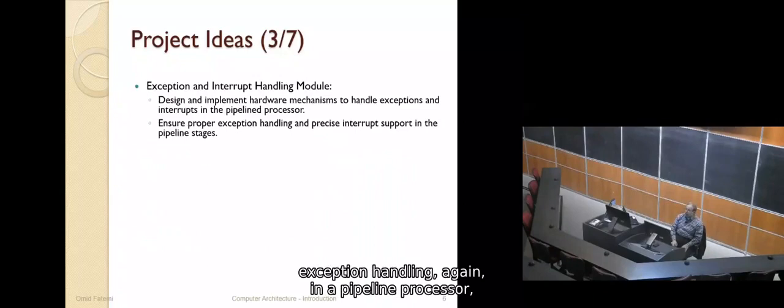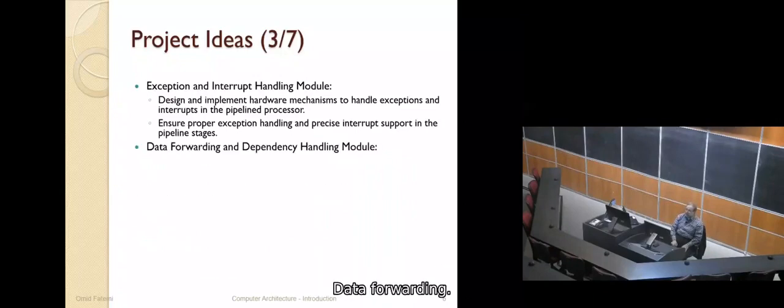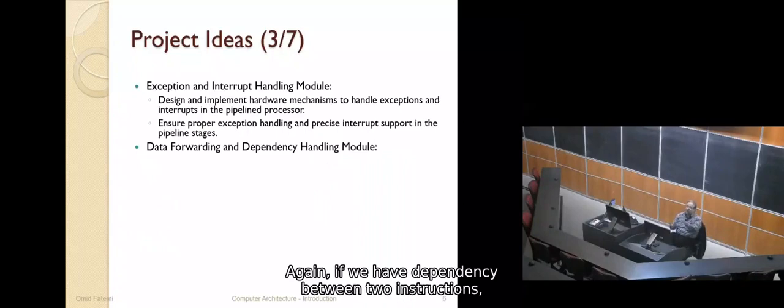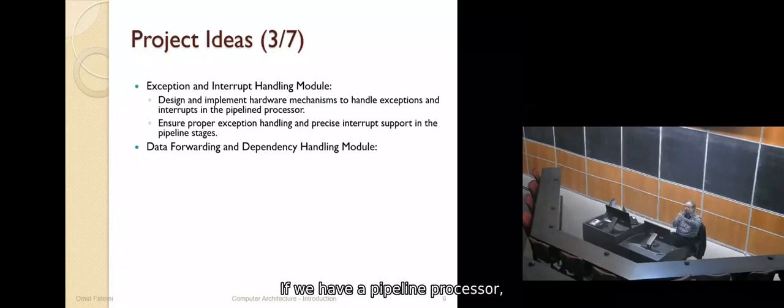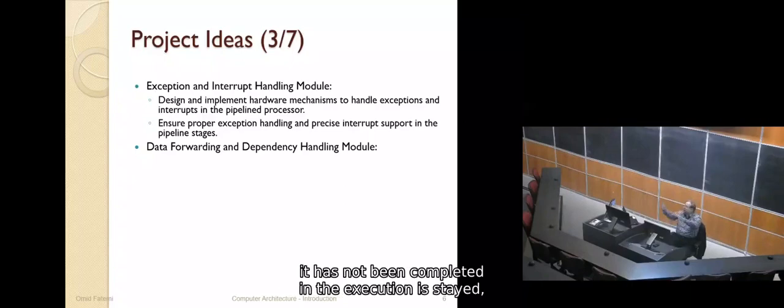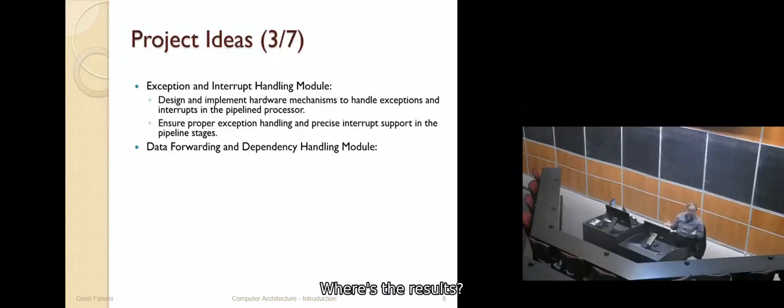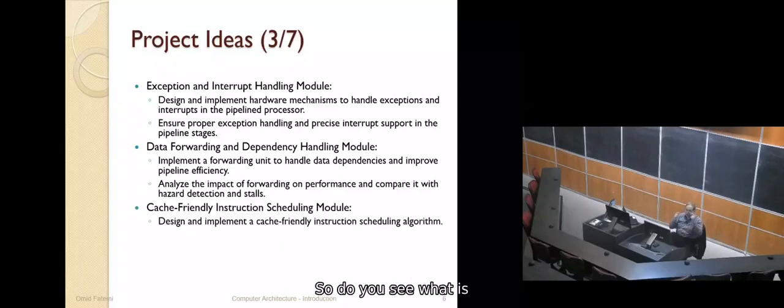Exception handling. Again, in a pipeline processor, exception handling is hard. Data forwarding. Again, if we have dependency between two instructions, this instruction is adding two things, and the next instruction is using the result, the sum of the previous one. If we have a pipeline processor, it has not been completed in the execution stage, but the next one is started. So where is the result? It should wait. But we could do some kind of forwarding. I just give you ideas so you see what is forwarding and what happens in the processor. If you liked it, go and design.